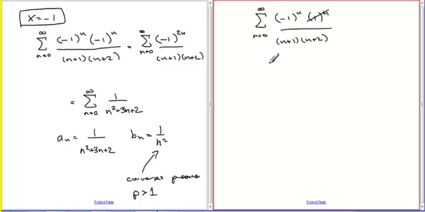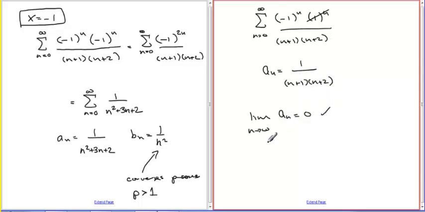a sub n in this case is all the stuff that's not the -1 raised to the power thing. The two things you have to do for alternating series is show that the limit of a sub n equals 0 as n goes to infinity. Well, when n goes to infinity, you get 1 over infinity plus 1 times infinity plus 2. You get infinity times infinity, which is infinity. 1 over infinity is 0. Okay, so that's the first thing.